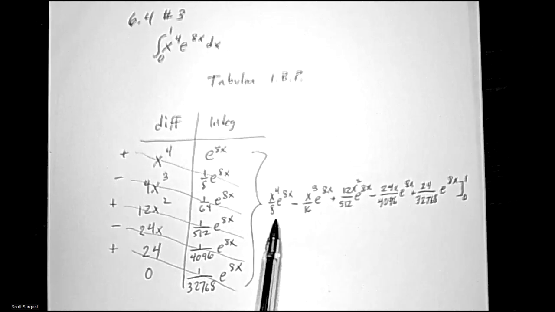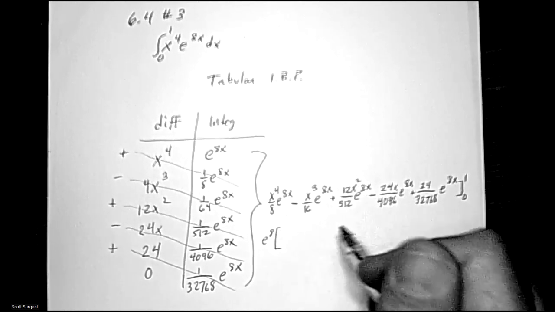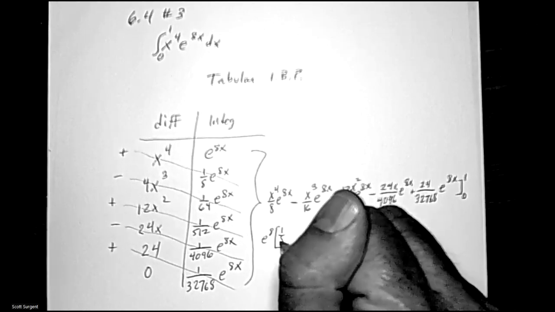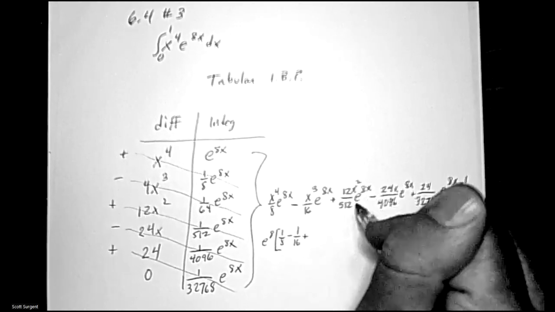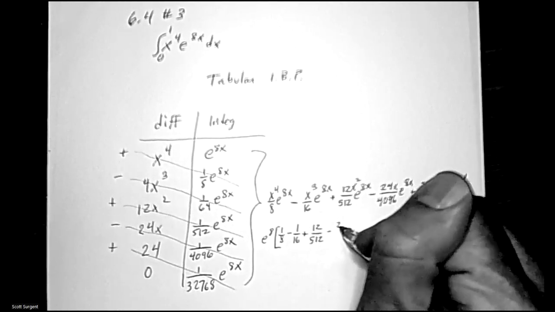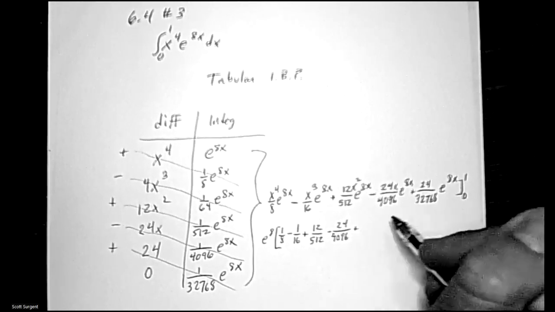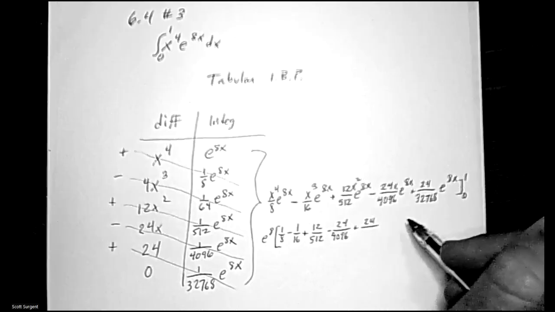When you put in a 1, I'll go ahead and factor out the e to the 8. All the x's turn into 1, so you just have 1 over 8, take away 1 over 16, plus whatever these guys are. Now I would just get my calculator out and punch that in and get a number. So I'm not too concerned about reduced fractions.